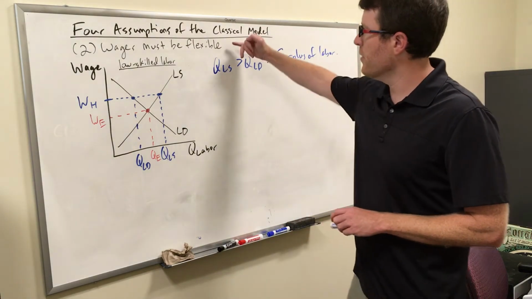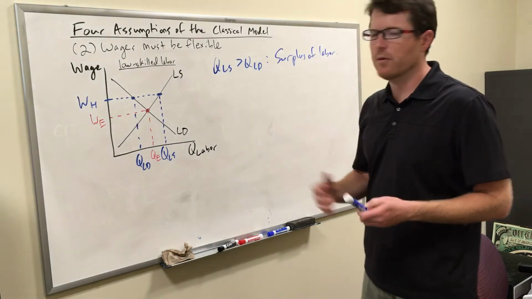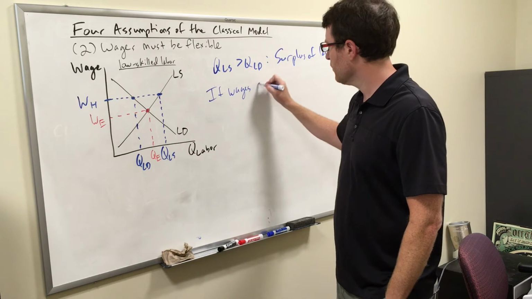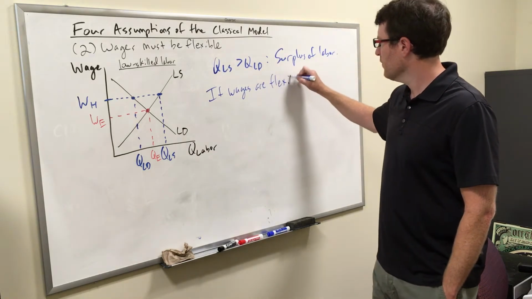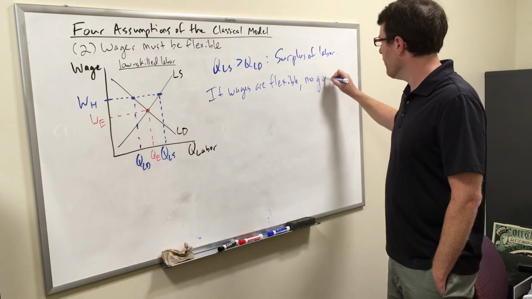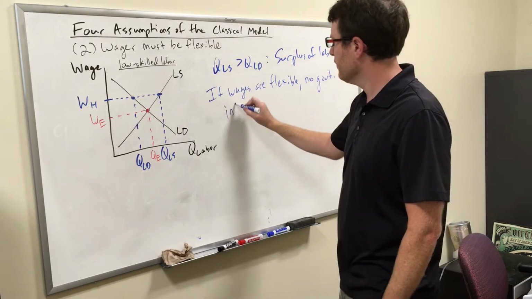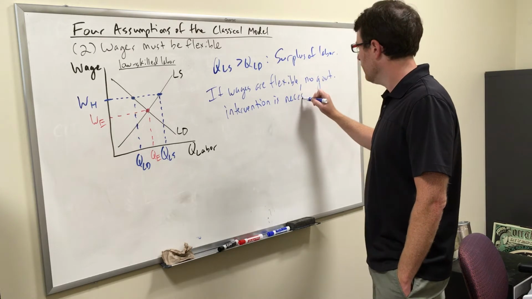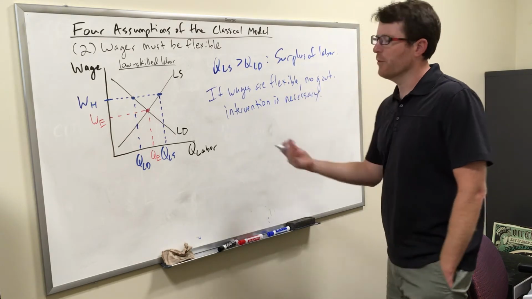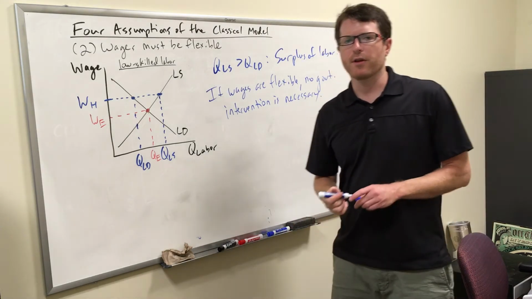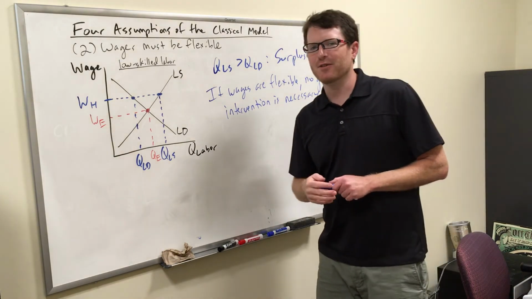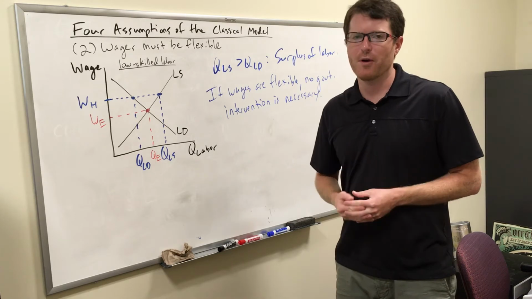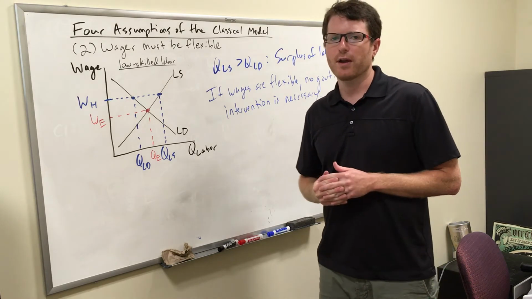So really all we're saying here with wages must be flexible is the same thing we saw with prices. If wages are flexible, then no government intervention is necessary. Equilibrium will be reached without the government interfering. Now, you might be thinking to yourself, well, what about when government does get involved in wages, for example, with minimum wages? Well, that's something we're going to have to address in Chapter 10.